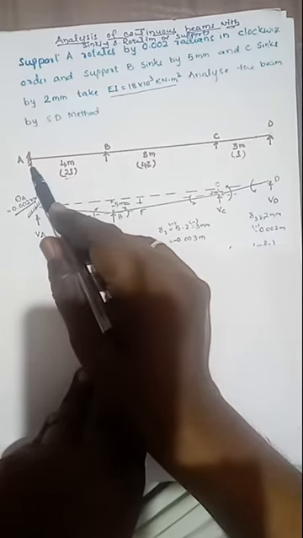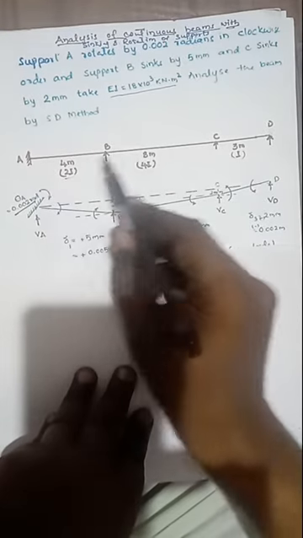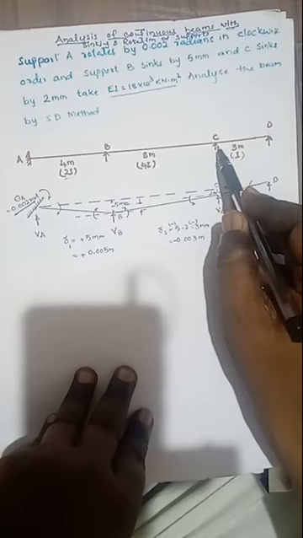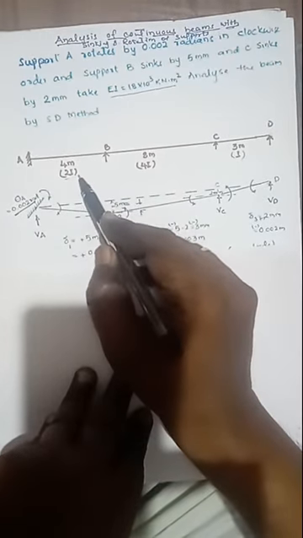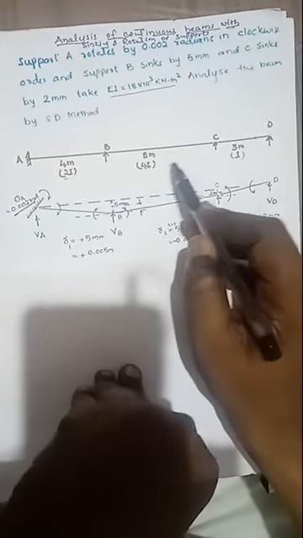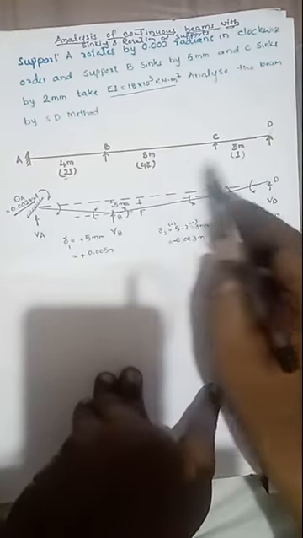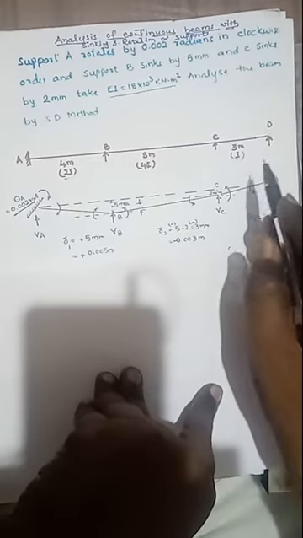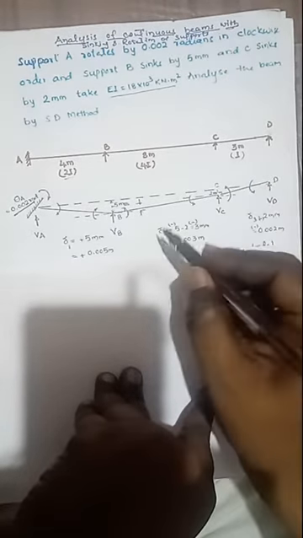Here this one is A, this is fixed. B, this is simple support. C, simple support. D is simple support. A to B is 4 meter and moment of inertia is 2I. B to C, the moment of inertia is 4I and the length is 8 meter. C to D, the length is 3 meter and moment of inertia is I.